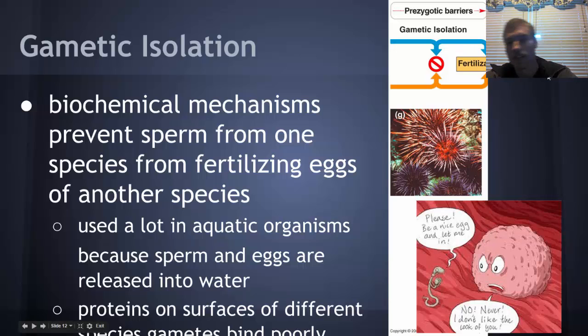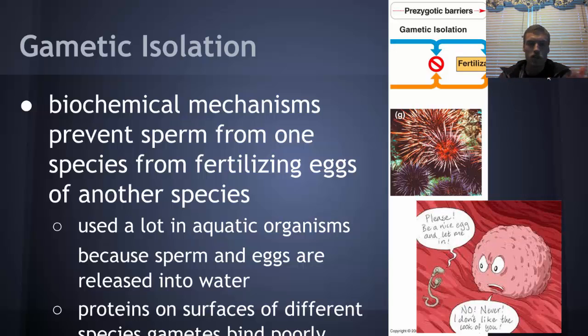We also have gametic isolation. This is where we have specific biochemical mechanisms that prevent the sperm from one species from fertilizing eggs from another species. This is used a lot in marine organisms, although it can be used in freshwater organisms as well, but usually it's more marine organisms. That's because a lot of these organisms just release their sperm and eggs into the water, right?